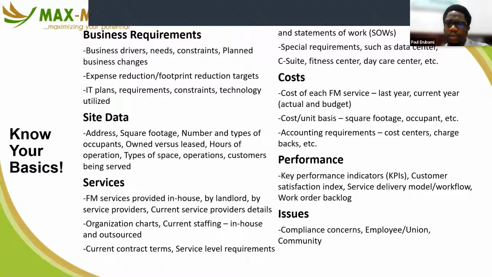What about key performance indicators? Customer satisfaction index, service delivery model, workflow, work order backlog. We talked about the deferred maintenance log the other day. That is a key requirement to have in place as a basic facility management practice.